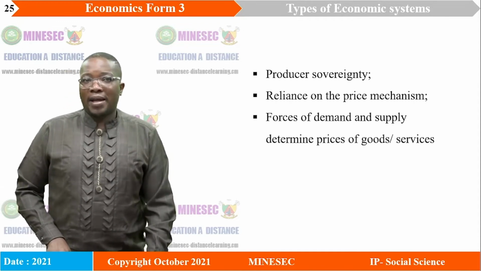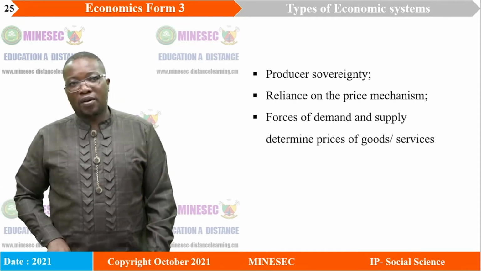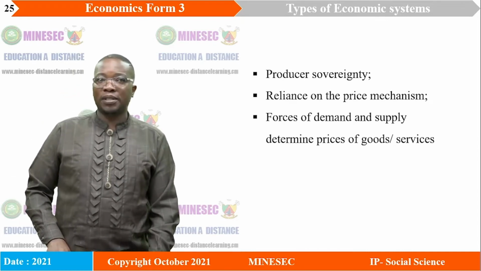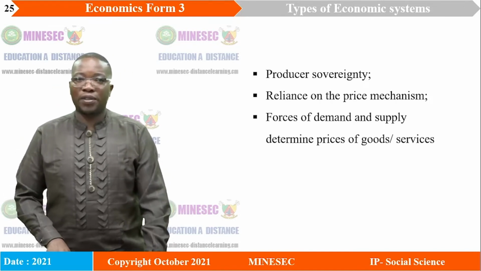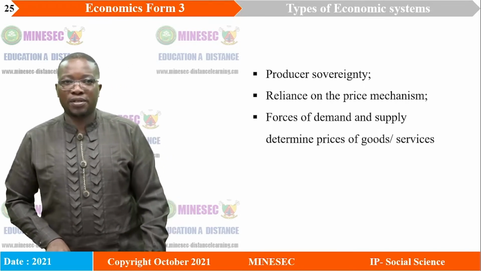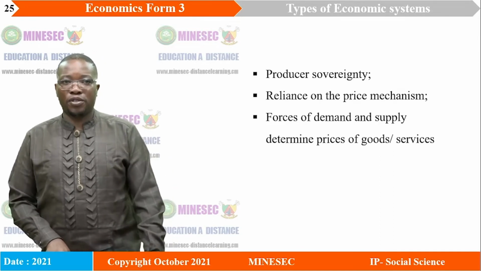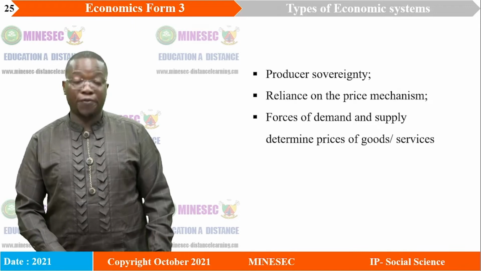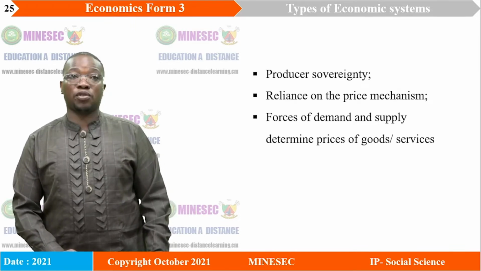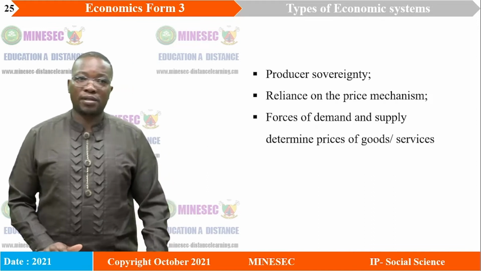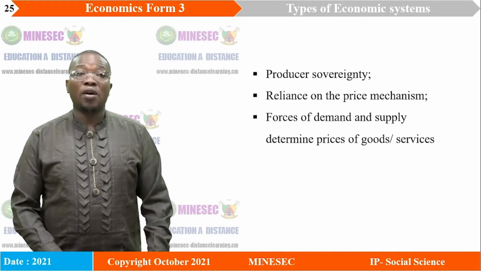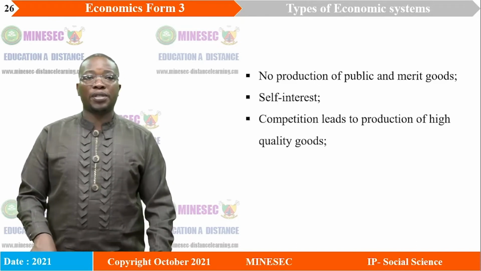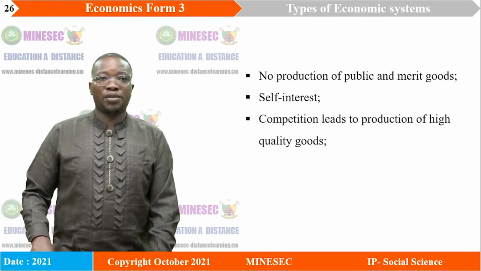We also have reliance on the price mechanism in this type of an economic system, and the forces of demand and supply will determine the prices of the goods and services. That is, from the free forces of demand and supply, the market price can be determined freely in this type of an economic system. So there is no influence from one party on the prices of the goods and services that are supposed to be sold in this type of a market economic system.